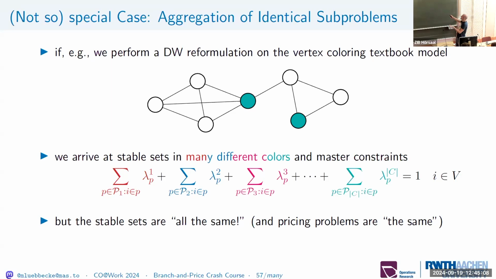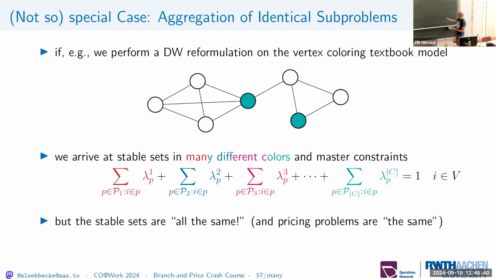But now we see, well, what does it matter what color the stable set is? Whether it's blue or red, we don't care. But now we have pricing problems which produce red or blue or pink or whatever stable sets. So we realize, in fact, what the pricing problems do, they give us the same solutions, just different variants of this. It would be wasteful to solve all the pricing problems. So we try to solve only one representative of it, like a colorless pricing problem, right?